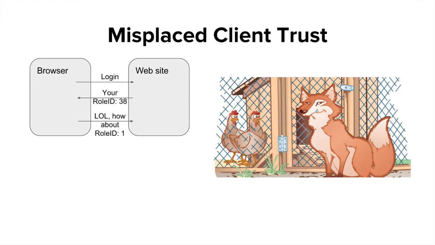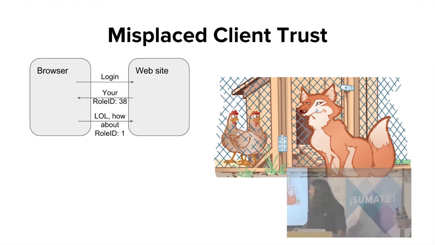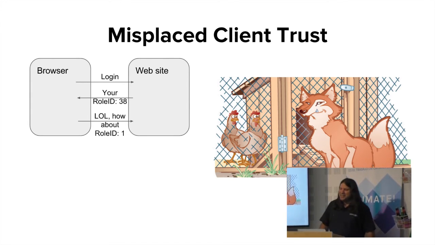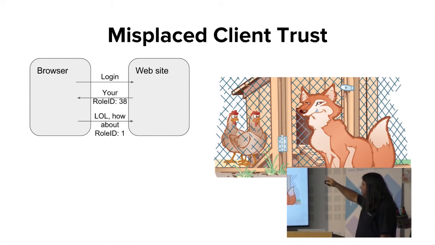This is just a very quick one. Misplaced lack of trust, fox guarding the henhouse. What if you logged into a website and it said, your role ID is 38, and that might be like a store manager or something. I say, laugh out loud, what about role ID 1? You pass that back. Does the server validate that? Hopefully. You should always implement security controls on the server. Do it on the client as well, just for convenience, to avoid a round trip, performance or whatever, but always validate on the server as well.